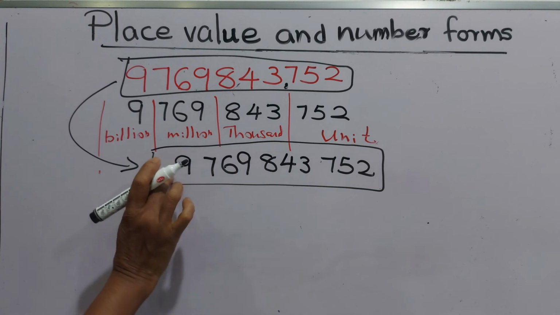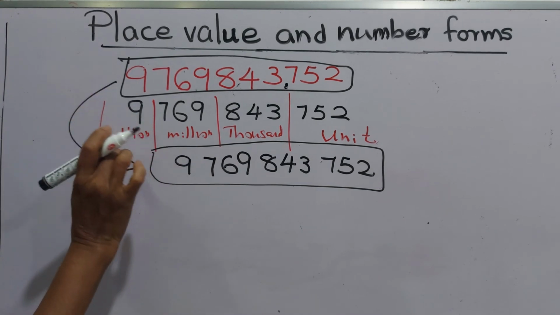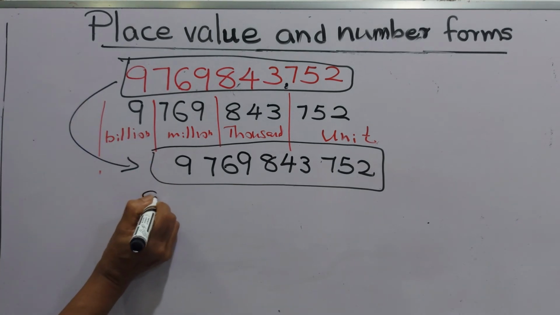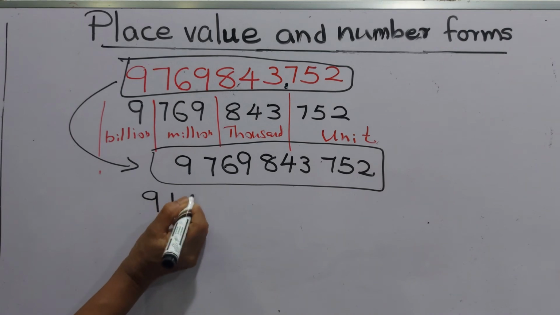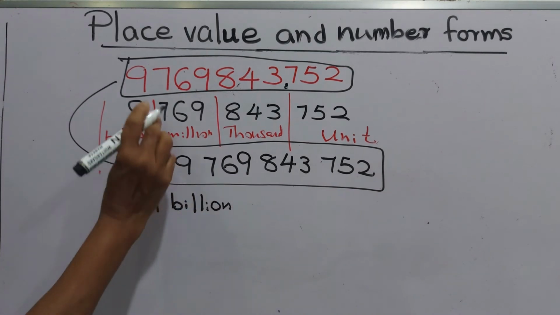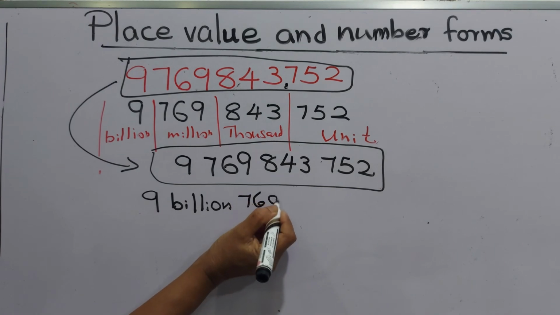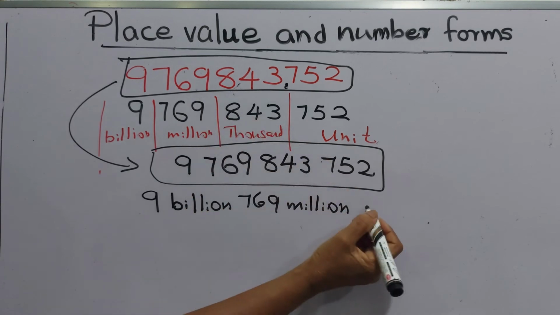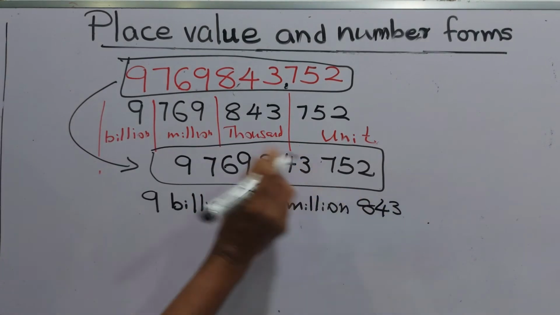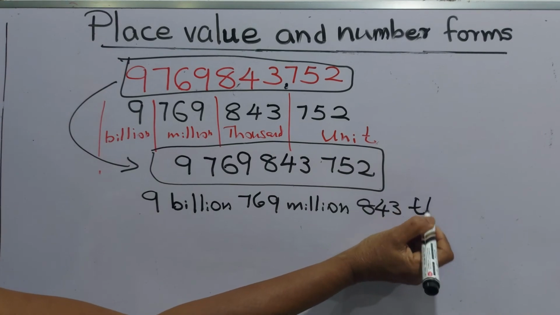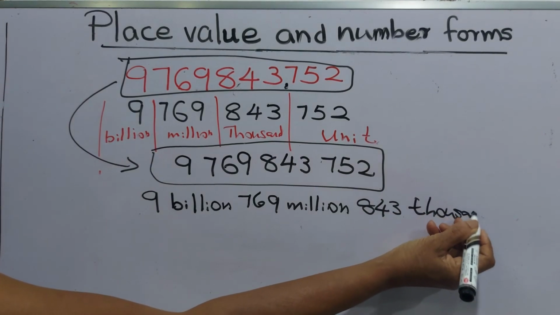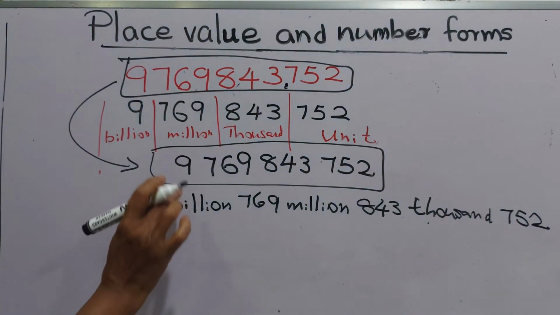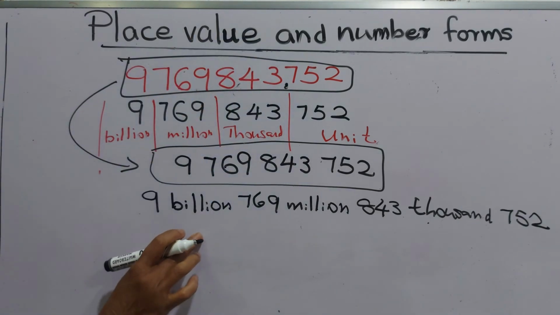Now we can read this number. 9, how many 9s here? In billions zone there are 9 billions. We can read this as 9 billion. 769 million. 843,000. 752. This is the way we can read this number.